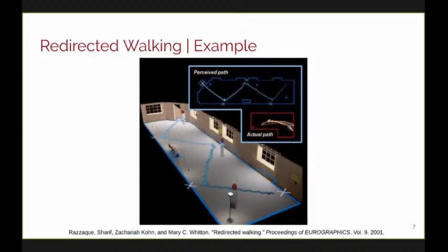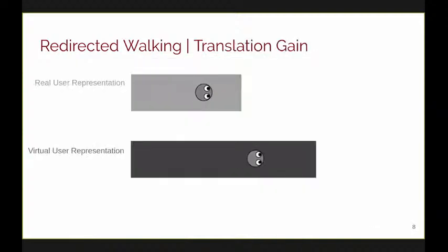As mentioned, this works by introducing these imperceptible discrepancies known as gains, of which there are three. The first gain is translation gain, where a virtual representation is translated either faster or slower than the physical representation. Rotation gain is when a user rotates either faster or slower in the virtual environment than in the physical environment.